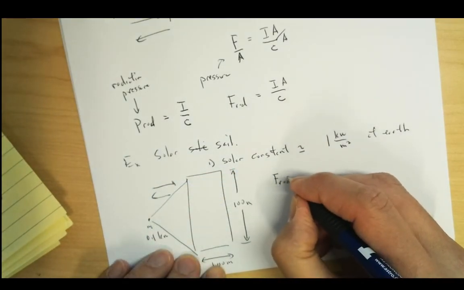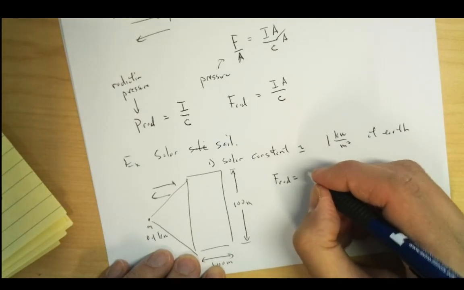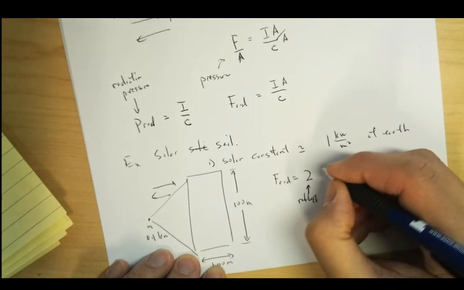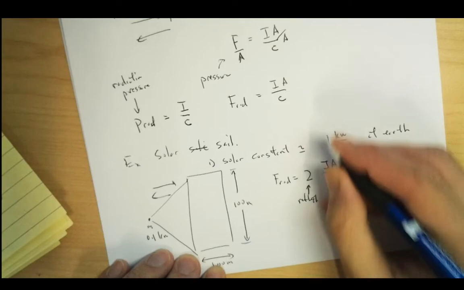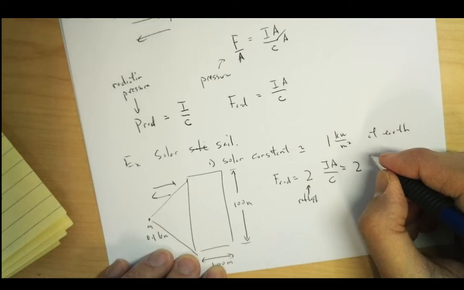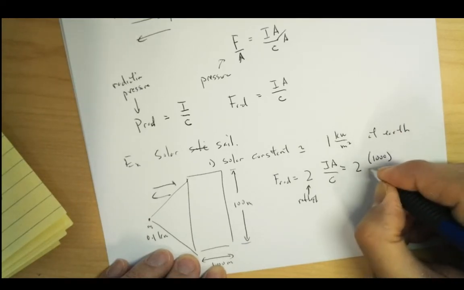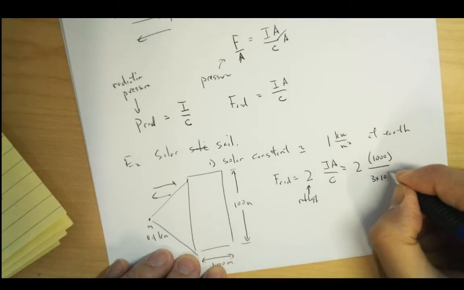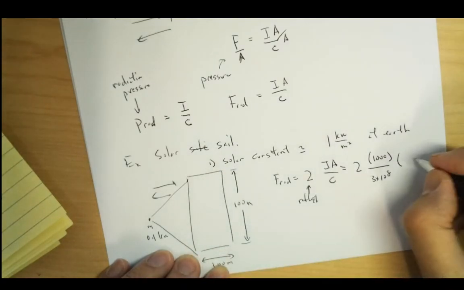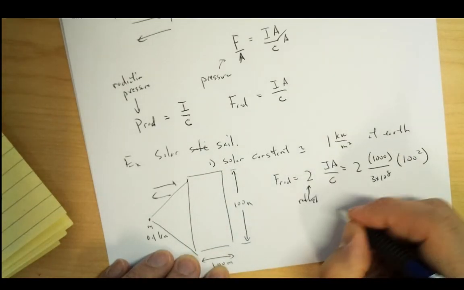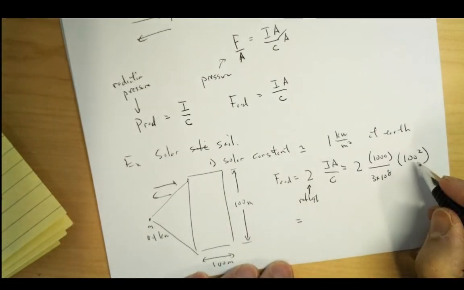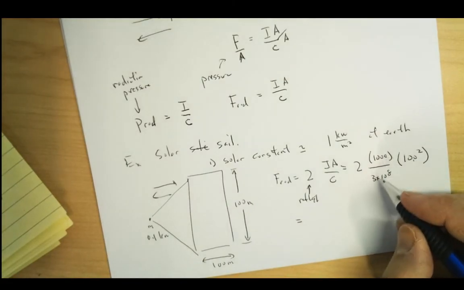The radiation force is going to be equal to 2, that's from reflection, times IA over c. So it's 2 times the solar constant, which is 1,000, divided by c, 3 times 10 to the 8, times the size of the sail, which is 100 by 100, so 100 squared. Let's go ahead and compute this out. This works out to be about 10 to the 4, 10 to the 3, that's 10 to the 7, divided by this thing.